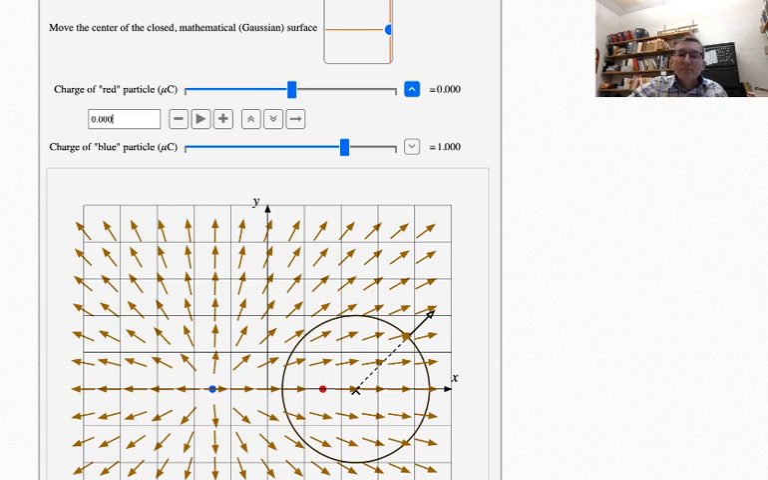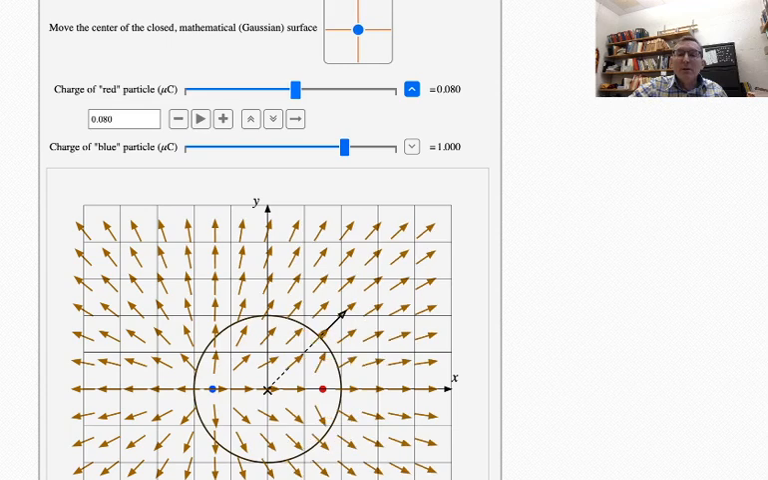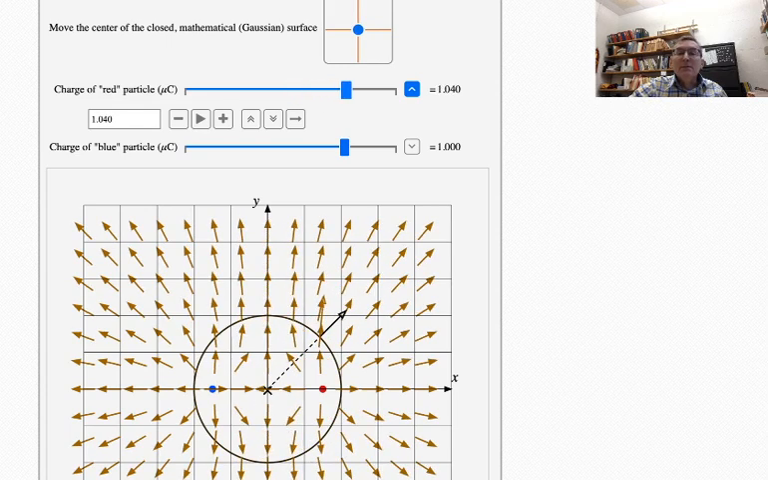Okay? Now, if I surround them both again, boom, the electric flux isn't 0 anymore. I could make the red particle positively charged like the blue particle is. There we are. They have equal positive charge. What's the electric flux through the Gaussian surface now? It's twice what we had a moment ago, so it's 2.26 times 10 to the 5 Newton meters squared per coulomb.